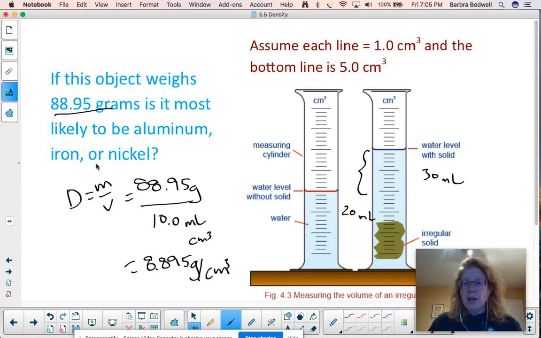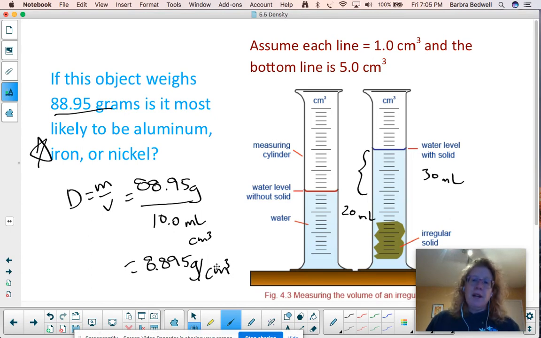So now your job is going to be to do this part and go figure out if this is going to be aluminum, iron, or nickel. So how do you do that? Well, Google it. That's what you're going to end up doing. You're going to go look up a table of densities someplace. Again, make sure that it is in the correct set of units. So you want to be looking for units that are metric units, grams per cubic centimeter.